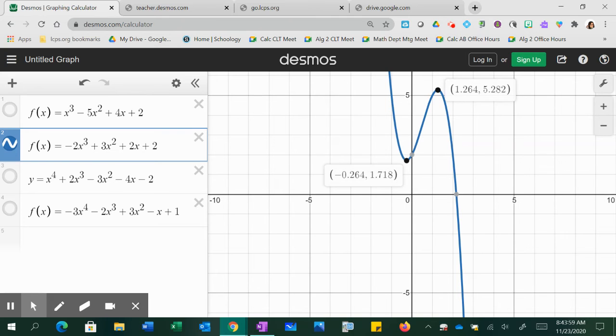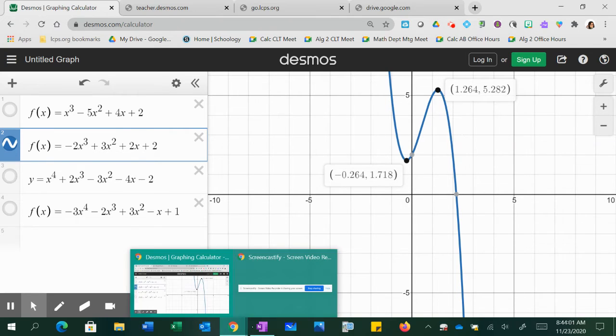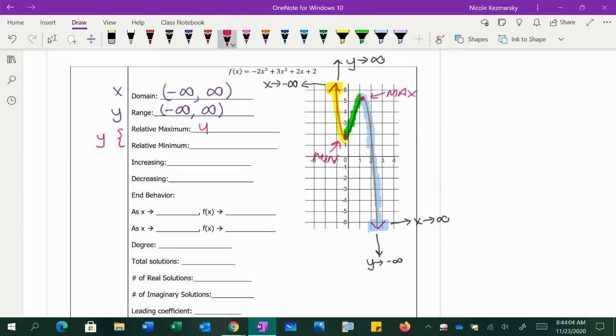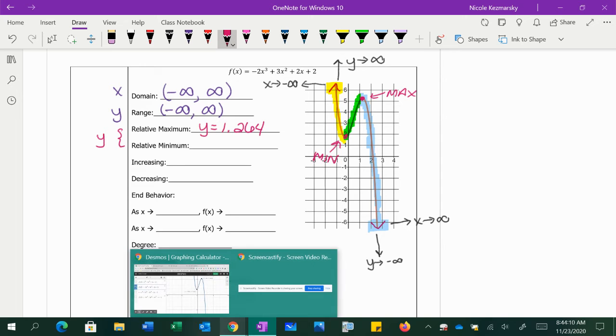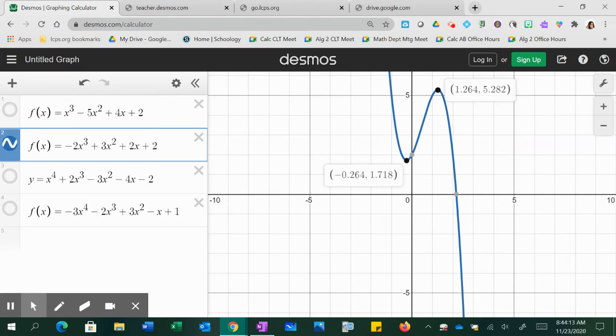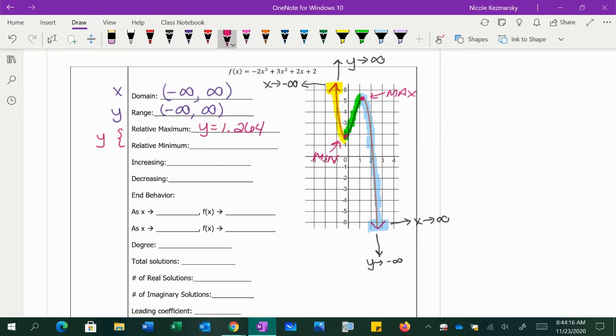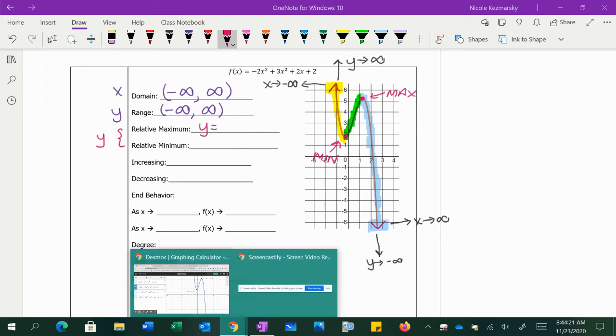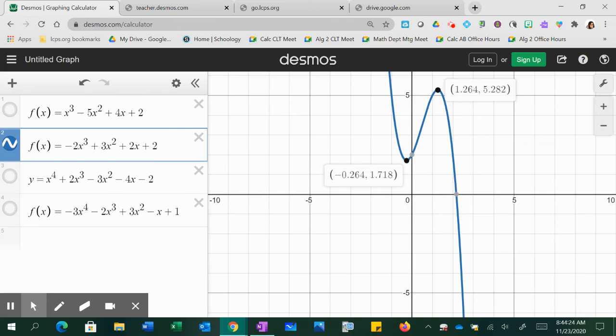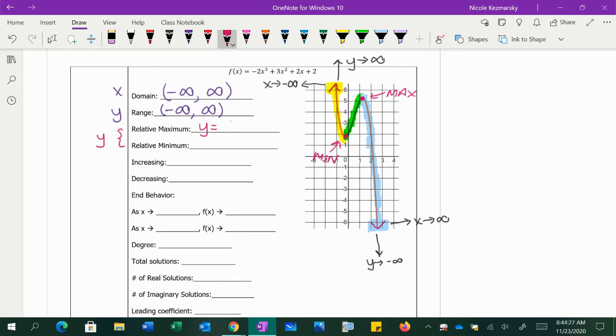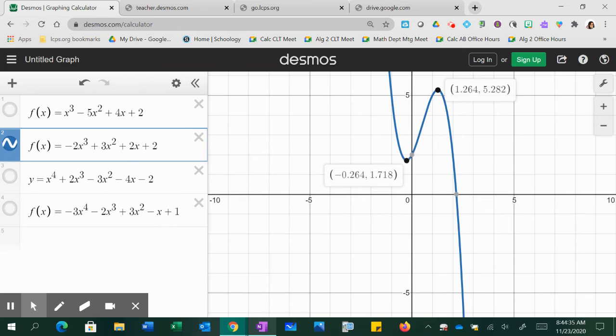So the absolute max is 1.264. So we'll say y equals 1.264. And use all 3 decimal places when you label these. And then, oops, I used the x instead of the y, as I talked about labeling things correctly. Let's try again. How about 5.282? So we'll go 5.282. And then your relative minimum is the other point, and that is 1.718.